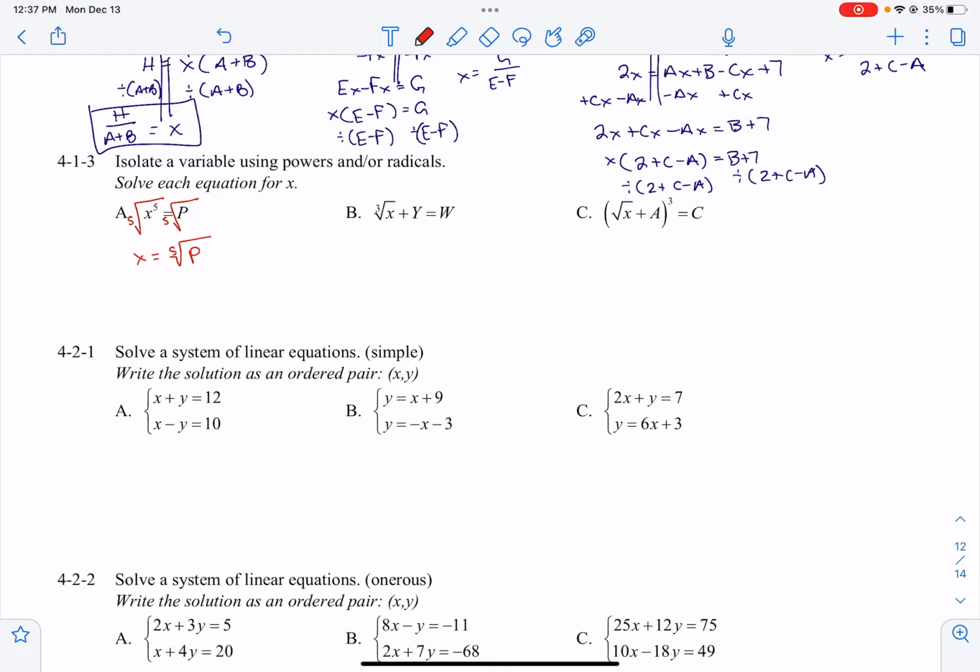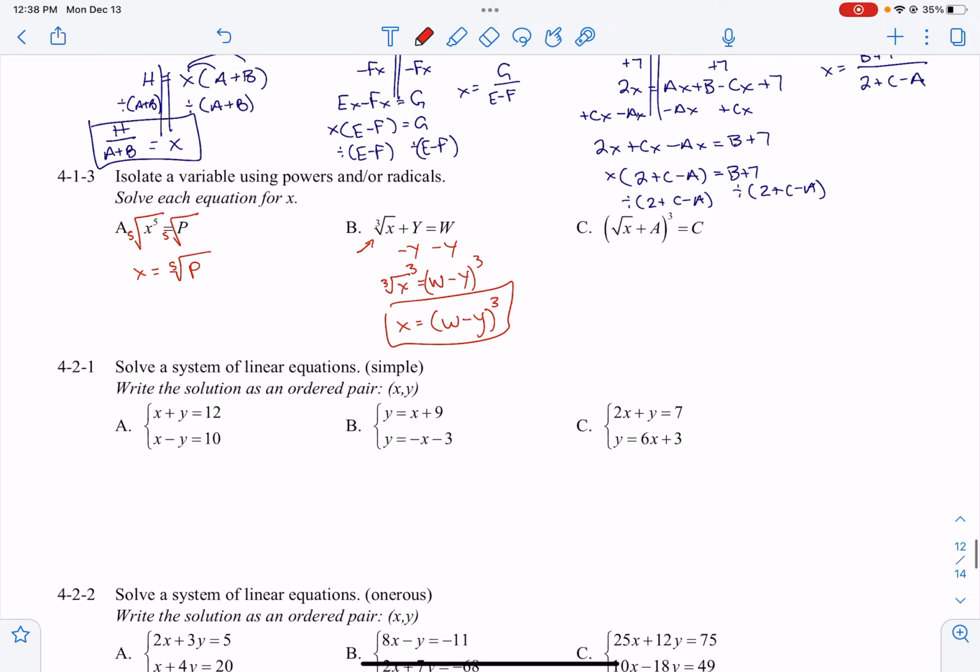On part B, I want to use the same idea to get rid of that cube root, but the first thing I have to do is minus y. So I get the cube root of x equals w minus y. Now, to get rid of the cube root, I cube everything. So x equals (w minus y) cubed. That doesn't mean you add a cube to the w and the y. You have to take the entire side and cube it.